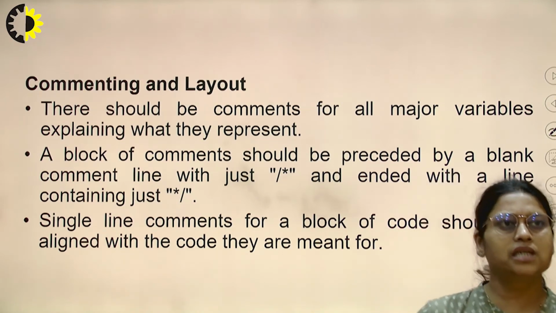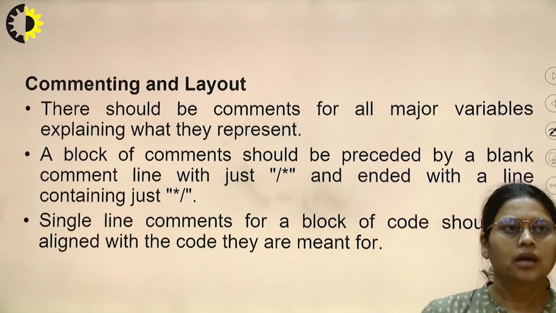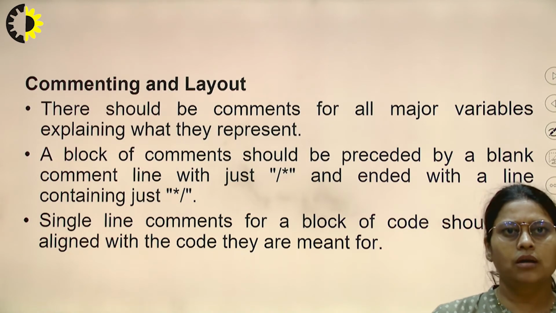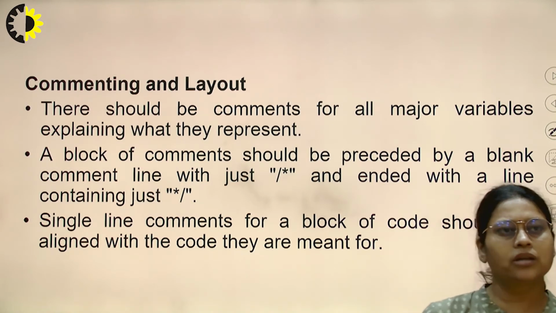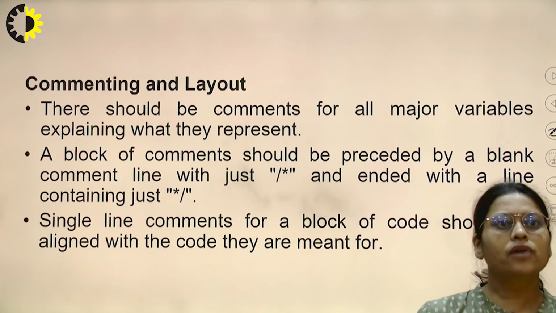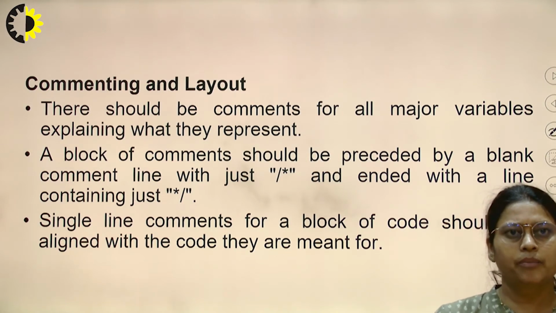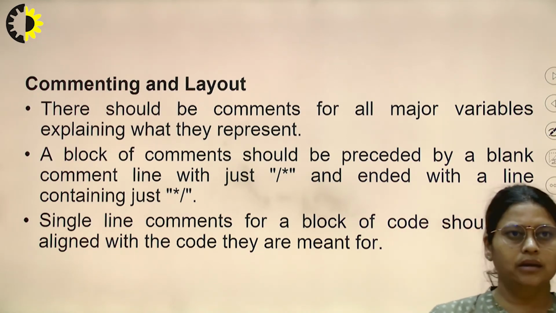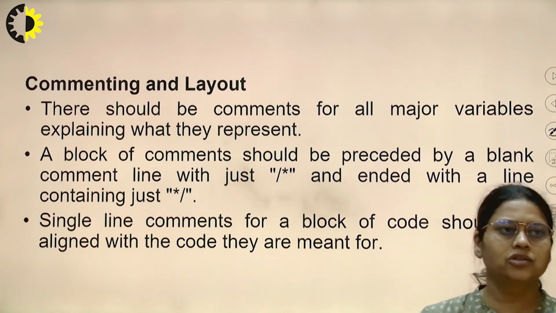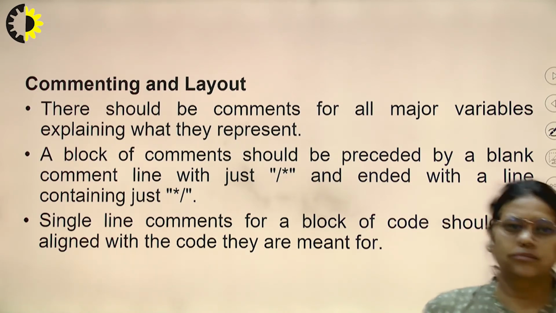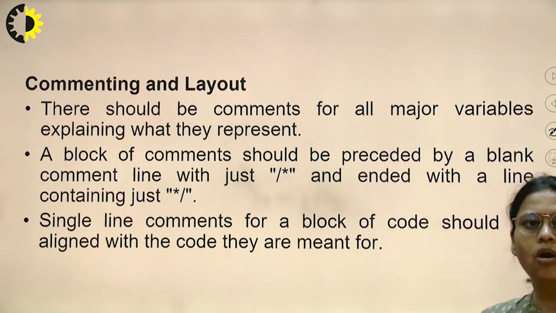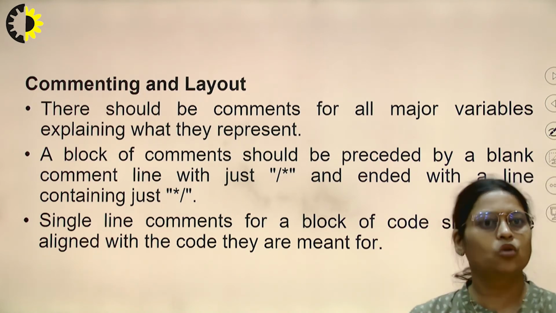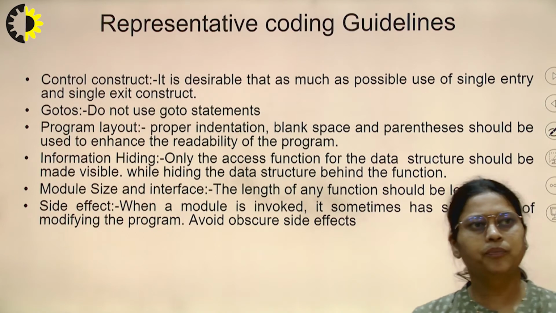We also consider some commenting and layouts. There should be comments for all major variables explaining what they represent. A block of comments should be preceded by a blank comment line with just star and dash, and ended with a line containing just star and dash. A single line comment for a block of code should be aligned with the code that it is meant for.